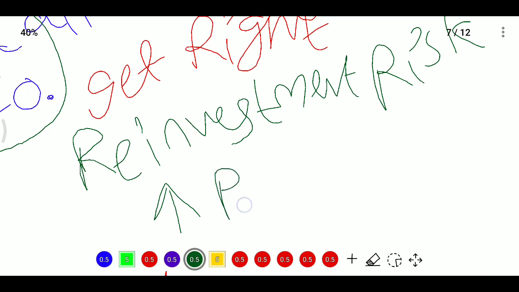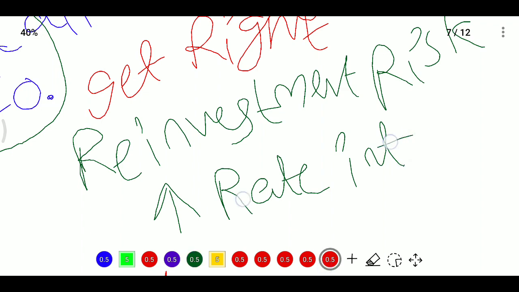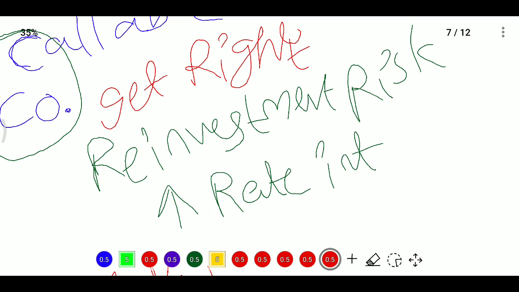So investors will expect the interest rate of these bonds to be high. So what does reinvestment risk mean? Reinvestment risk means the risk that an investor may not get a similar interest to what they were receiving earlier when the company pays that money back to them before the maturity.